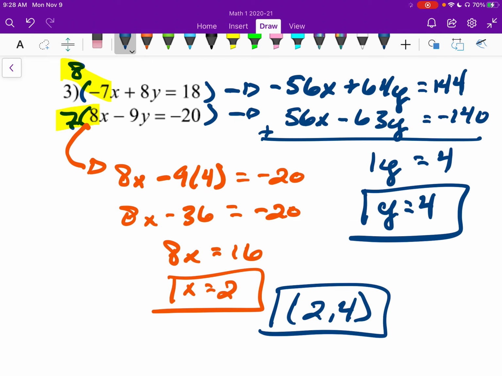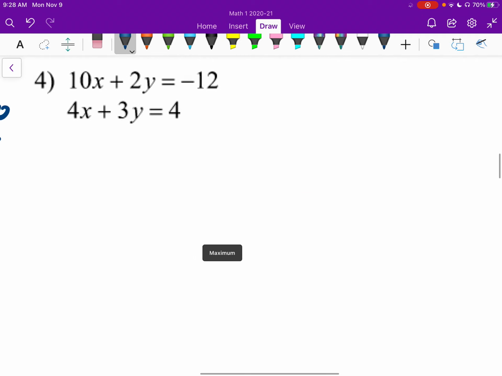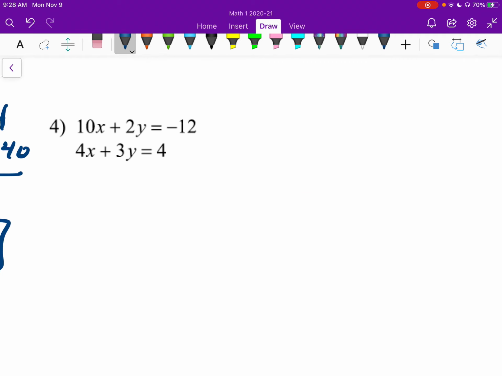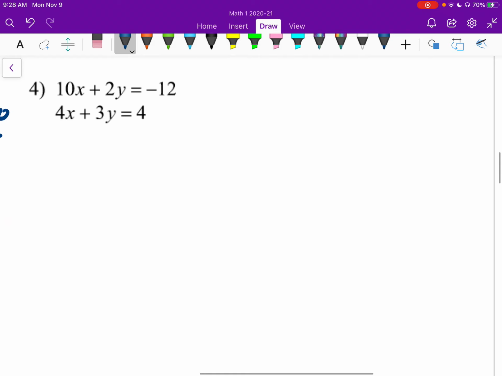All right, there we are. Number 4. Again, we're going to have to multiply both of them because I'm not seeing a way to not do that. Let's do the y's because I don't think I've done that yet. Let's multiply the top by 3 and the bottom by 2. And let's also make it a negative 2. That way we will have a positive on top and a negative on bottom, so they'll cancel really nicely for us.